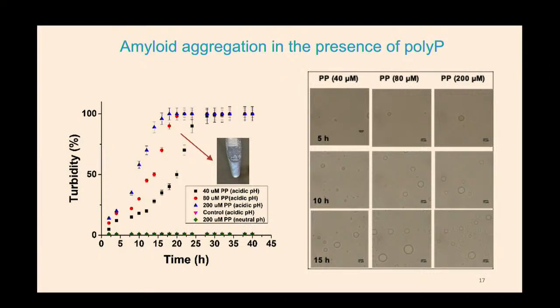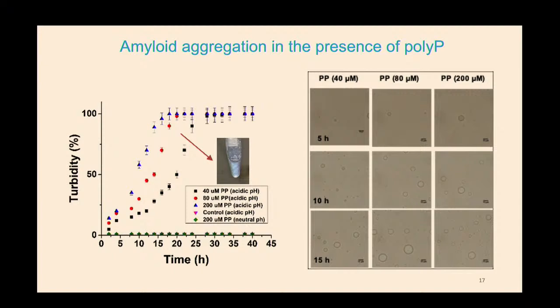Now we go further to see what is the nature of aggregate formation in these systems. If you look at the polyphosphate effect, this particular diagram shows optical microscopic images of the system at acidic pH. We have added 40 micromolar, 80, or 200 micromolar for a fixed concentration of the protein, and you see the development of droplets as a function of time. This droplet formation signifies liquid-liquid phase separation in the system.